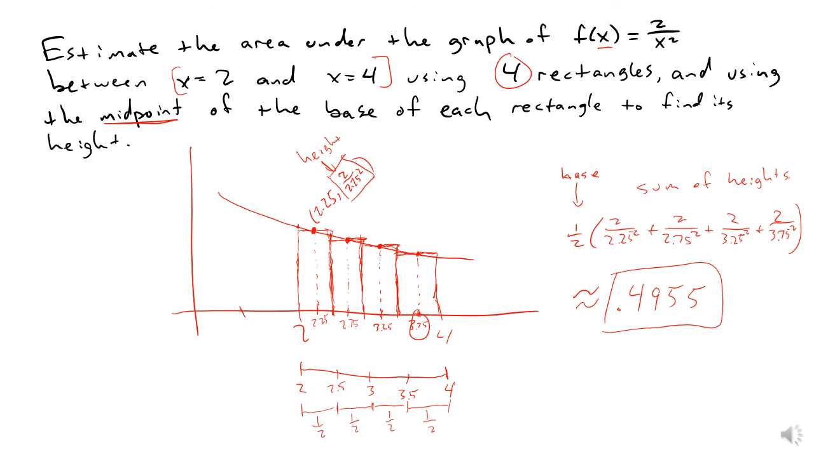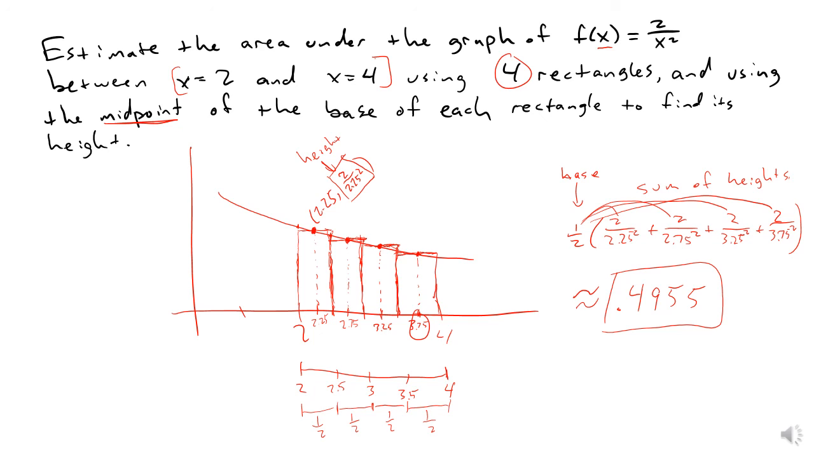And again, when I add up these areas, just to make sure this was clear, I'm doing base times height 4 times, right? I'm doing 1/2 times the first height, plus 1/2 times the second height, plus 1/2 times the third height, plus 1/2 times the fourth height. So I'm doing base times height 4 times, but I just factored the base out because it was the same for all 4 rectangles. All right, so hopefully that will help you with your homework questions.